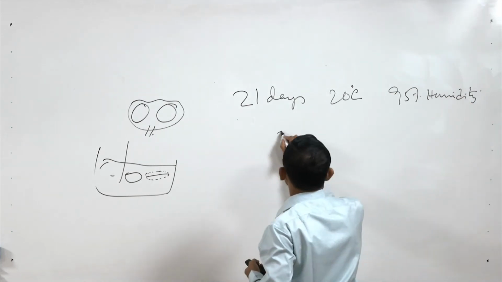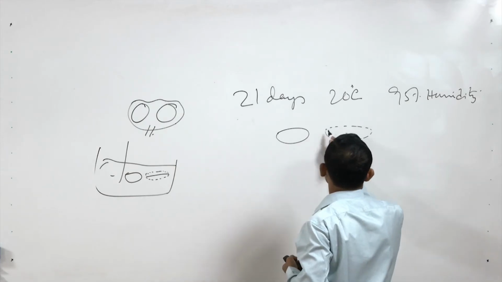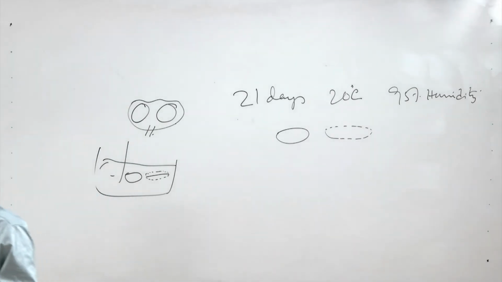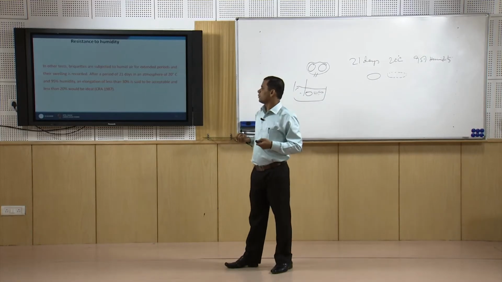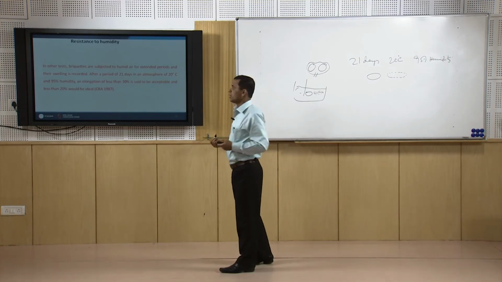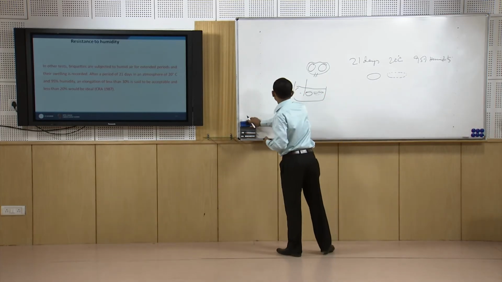Then we will see initially the briquette we had, now how much elongation has taken place. So, how much elongation has taken place? If it is 30% elongation, then it is acceptable, but if it is less than 2%, that will be the ideal case. So, this way we can quantify the resistance to humidity.